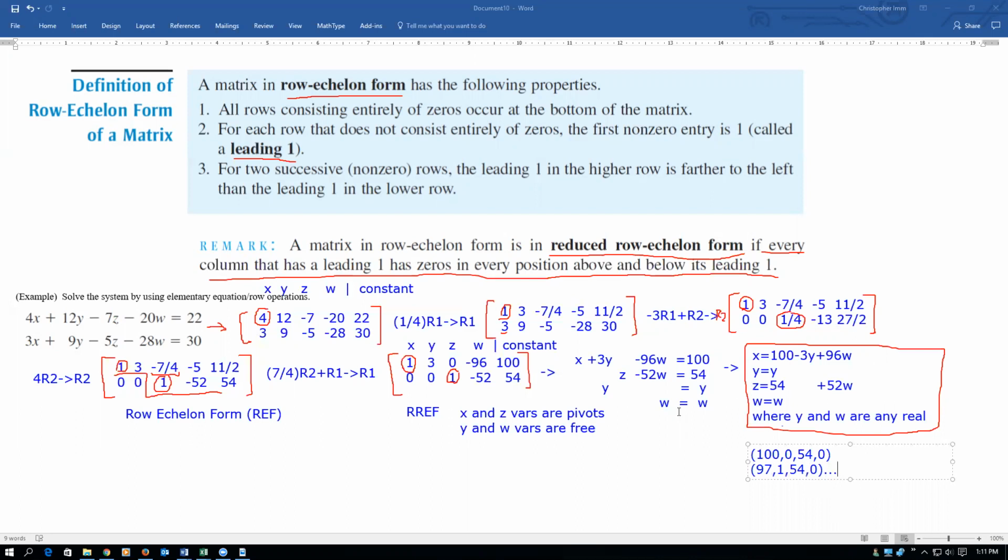I hope this has helped with the difference between reduced row echelon form and row echelon form. Also, how to solve a system by hand.